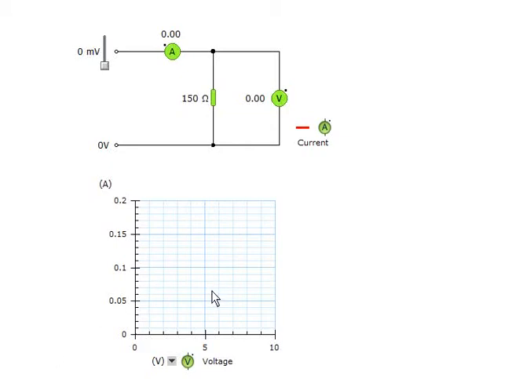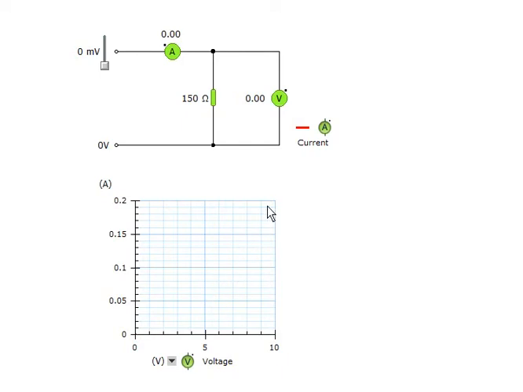The following video is a simulation of Ohm's law. Ohm's law states that the voltage is directly proportional to the current in an electric circuit. That is, as the voltage is increased, so is the current. The equation for Ohm's law is V = IR, where V is the voltage, I is the current, and R is the resistance, which is constant.